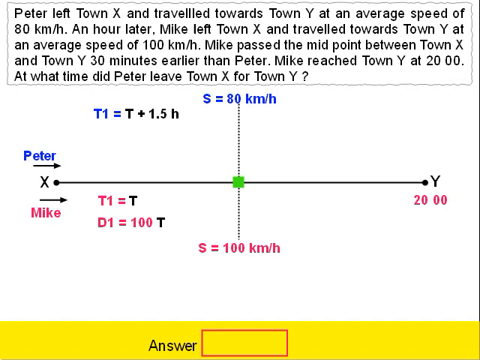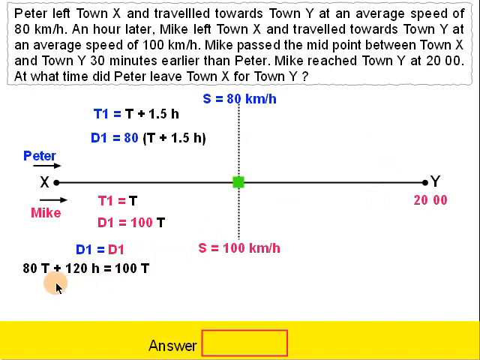Now, the distance traveled for the first half by Mike is 100t. Speed is 100 times time, 100t. Whereas for Peter, it is speed 80 times time, t plus 1.5 hours. But the distance traveled is the same for the first half here, so we can equate them. Distance is the same, therefore 80t plus 120 h hours.